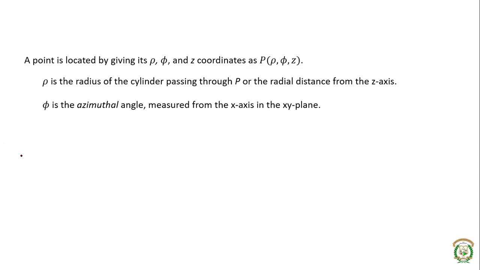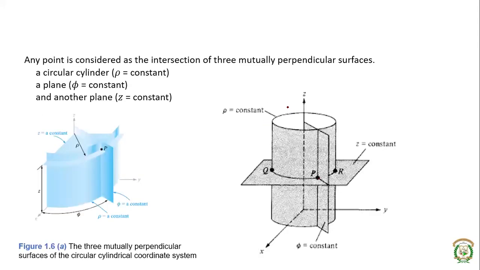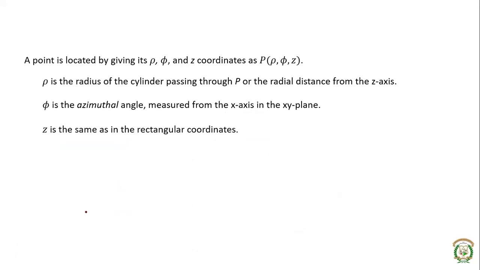Okay, then phi is the azimuthal angle which is measured from x axis in the xy plane. So as you have seen, from the x axis, whatever angle this plane makes, that is the phi. It's called azimuthal angle. Then z is whatever you have seen in the Cartesian system or the rectangular coordinate system. It is one and the same.